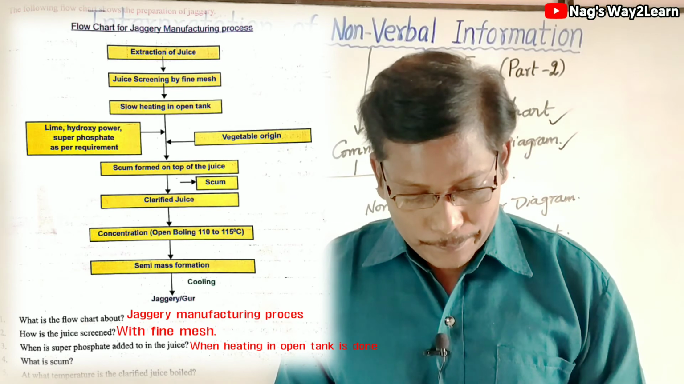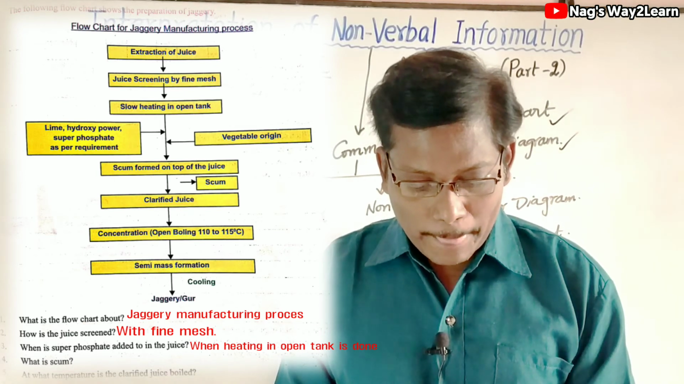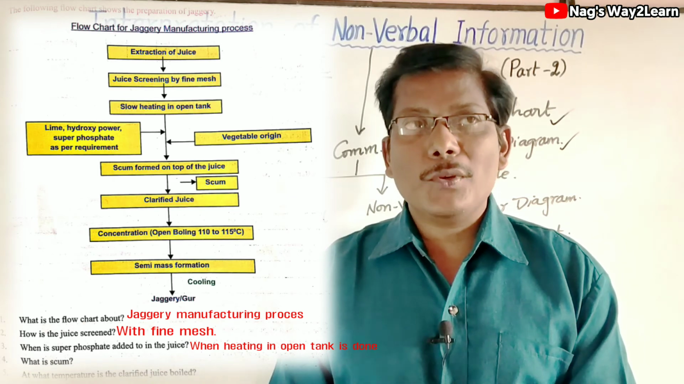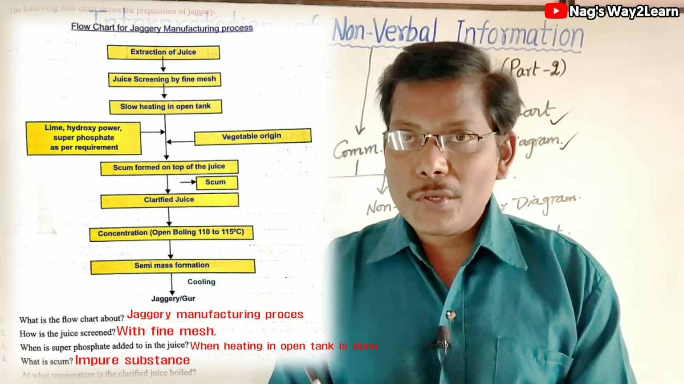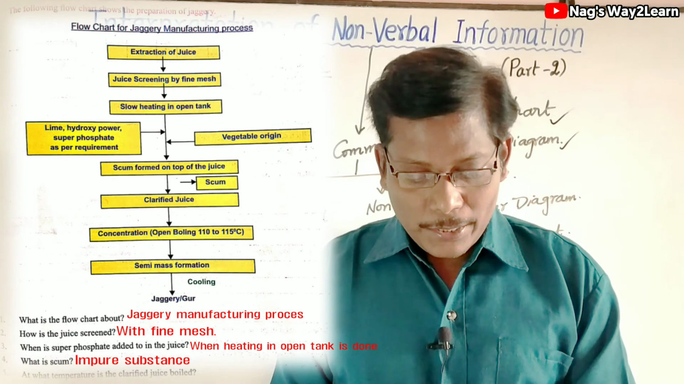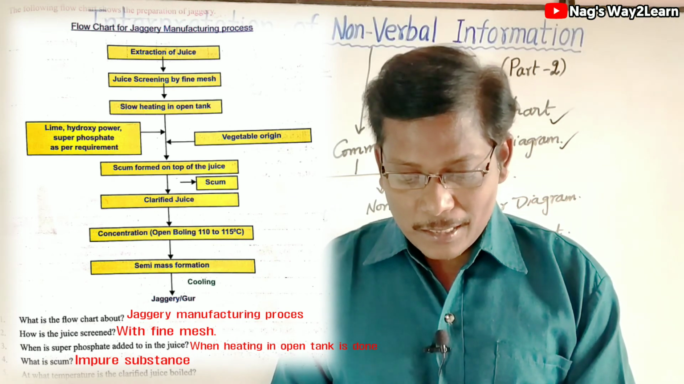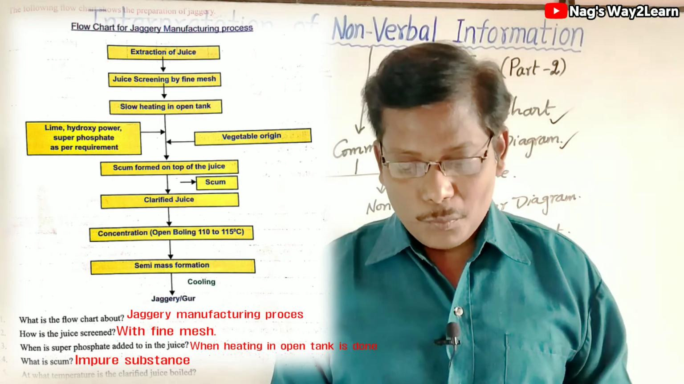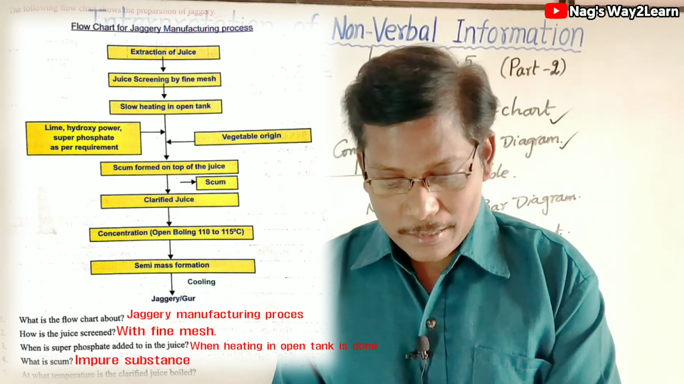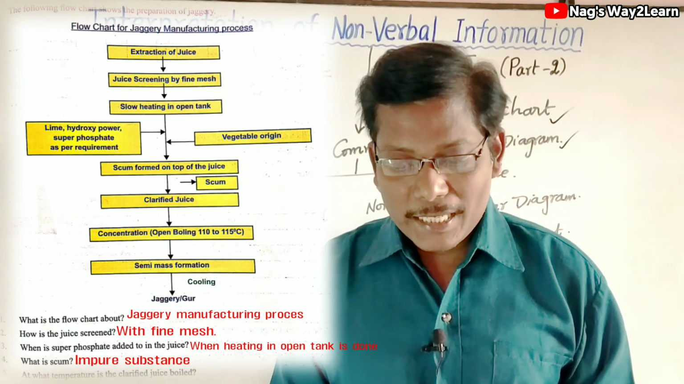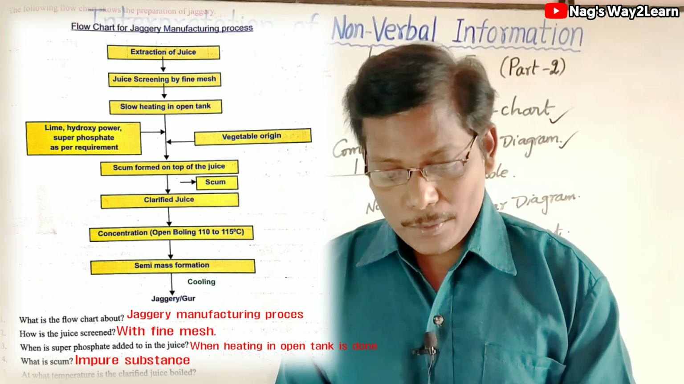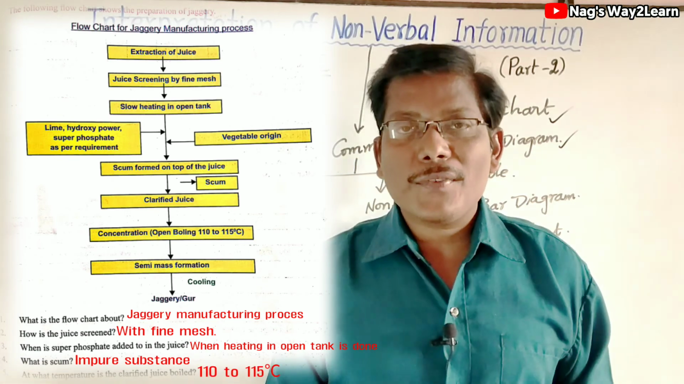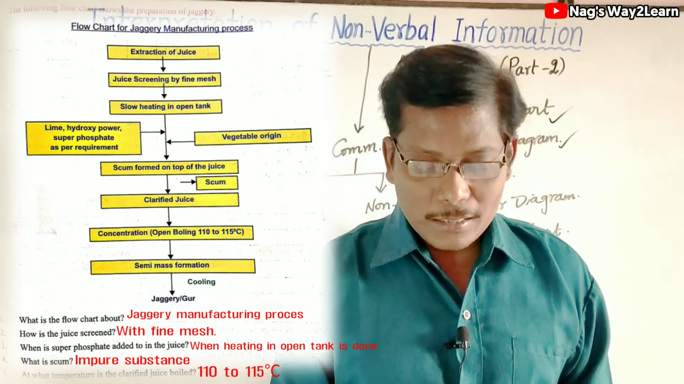So next, fourth question, what is scum? Scum is some waste material or impure substance. Okay, so impure substance. At what temperature is the clarified juice boiled? Obviously you can see that 110 to 115 degrees centigrade is given. Last but previous step, 110 to 115 degrees centigrade. Okay, that is the answer.